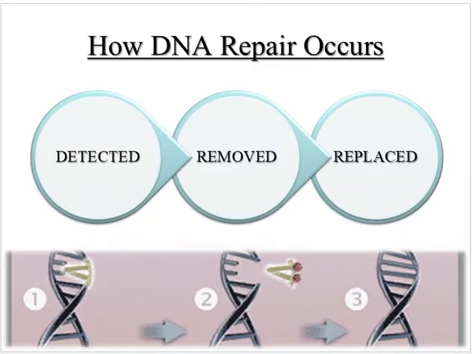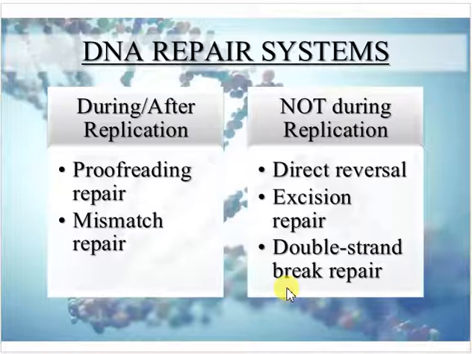So there are 3 main steps for how DNA repair occurs. It's not difficult. So first, that damaged or incorrect DNA is detected. Once it's detected, that damaged or incorrect DNA has to be removed. And once it's removed, you have to replace it, right, with the correct DNA. So you can't just leave a big gap there. You have to fill it in with the correct nucleotide sequence.